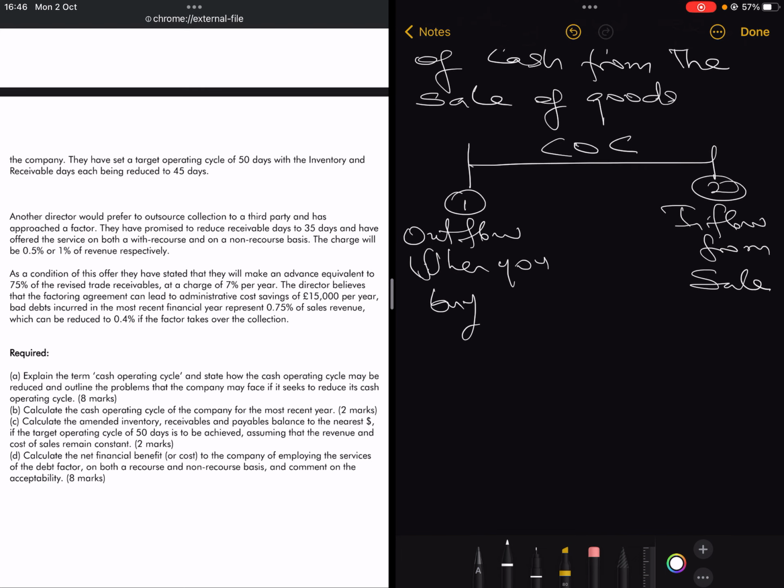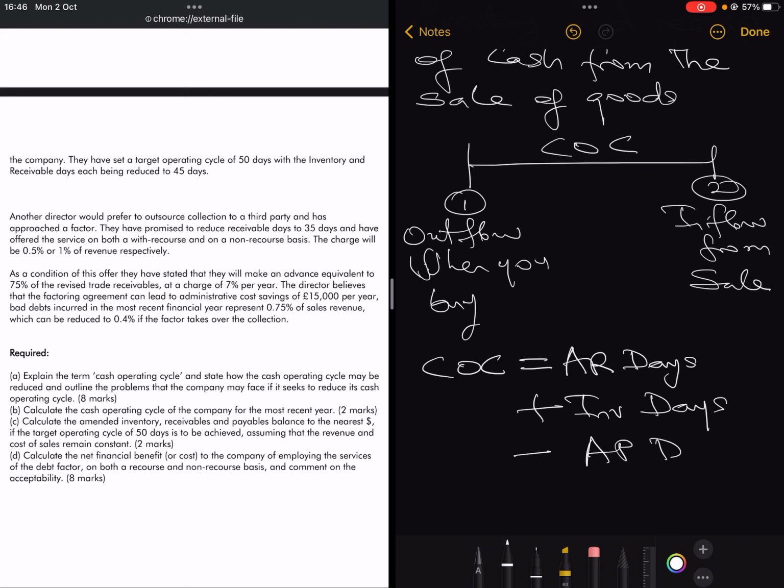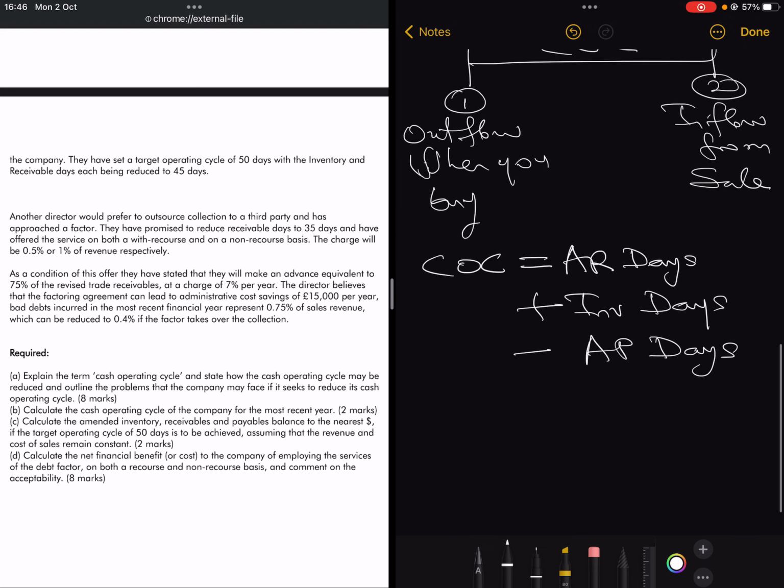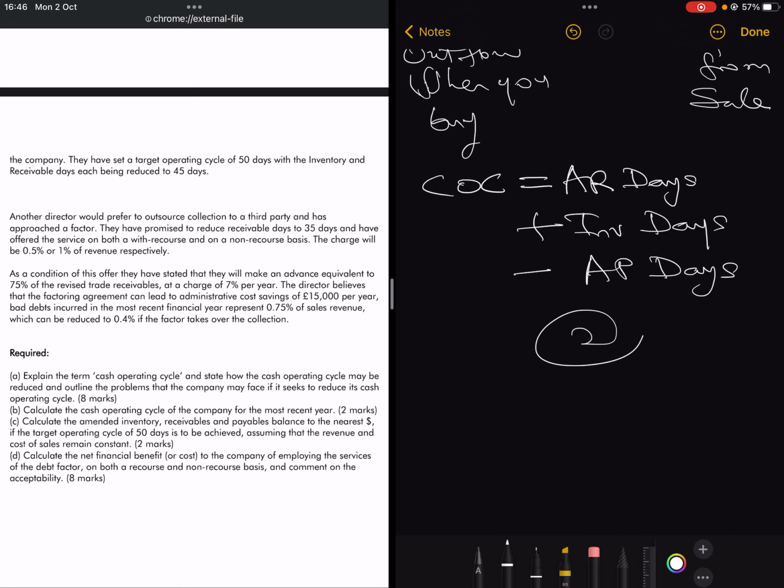And it's good to also put a formula to say cash operating cycle is calculated by adding account receivable days to inventory days and deducting account payable days. All of that will give you the full 2 marks for the explanation. So if you have done all of this and you believe you have done very well, you've only scored 2 out of 8 marks.